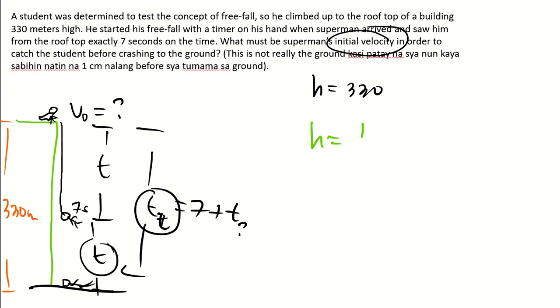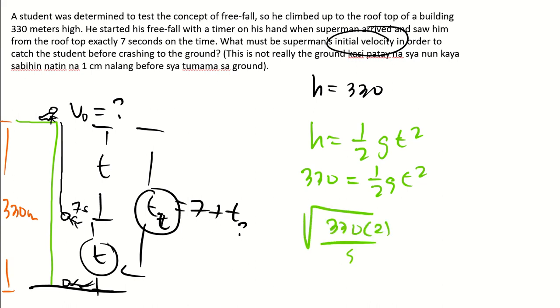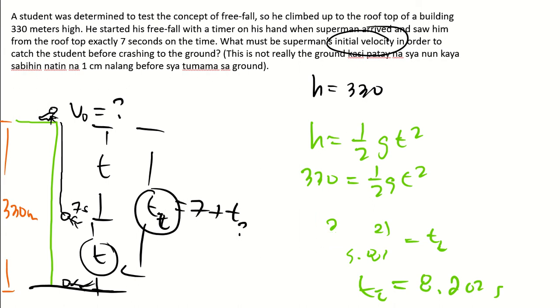Simple lang. H is equals to 1/2 gt squared. Okay? So, yun lang. Madali lang, no? So, meron tayong 330 is equivalent to 1/2 g multiplied by t squared. So, makukuha natin yung total time. So, magiging square root of 330 multiplied by 2 all over 9.81. So, ito yung total time, no? So, the total time is equivalent to 8.202 seconds. Okay?